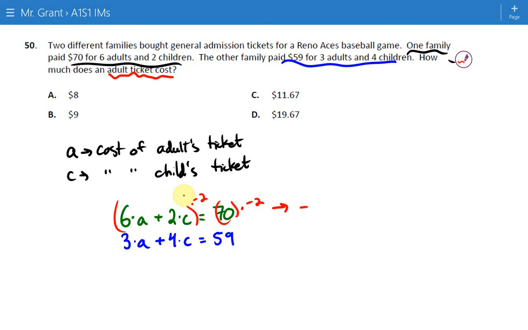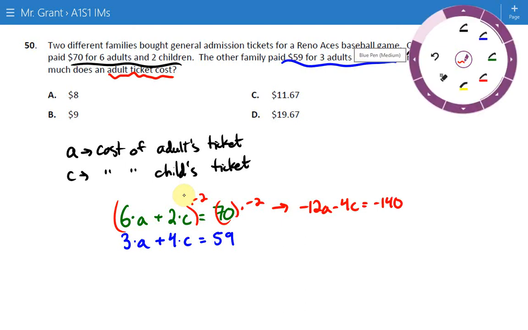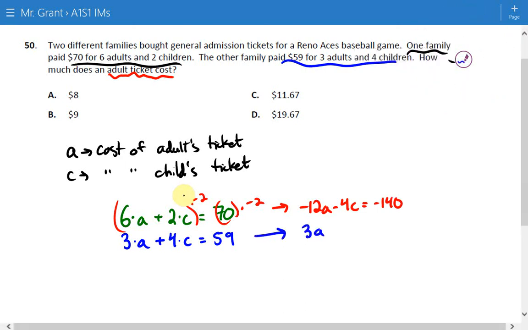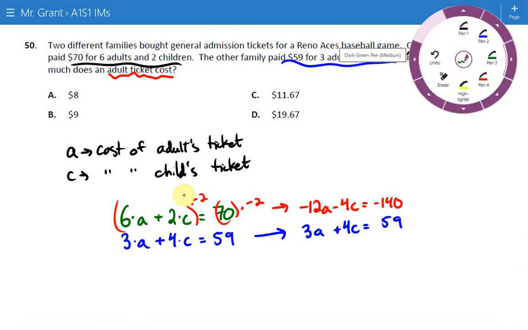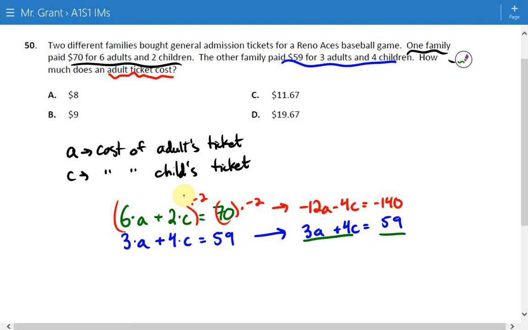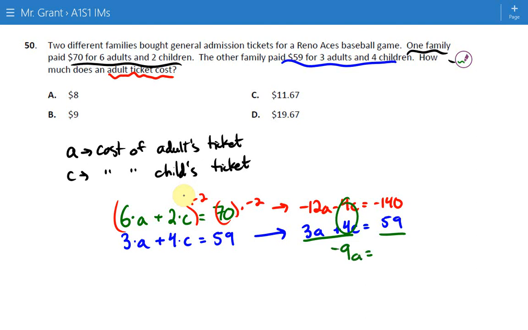This gives us -12a minus 4c equals -140. And on the bottom, we end up with 3a plus 4c equals 59. You might want your calculators for this part, or we can just laugh and see how badly I screw it up. That's okay. Our c's are going to cancel. -12 plus 3 is -9a. -140 plus 59, oof. I'm looking at 80, 81 I think. Yeah, it seems like 81, and don't forget that it's negative. I'm pretty confident on 81 because 9 goes nicely into 81.